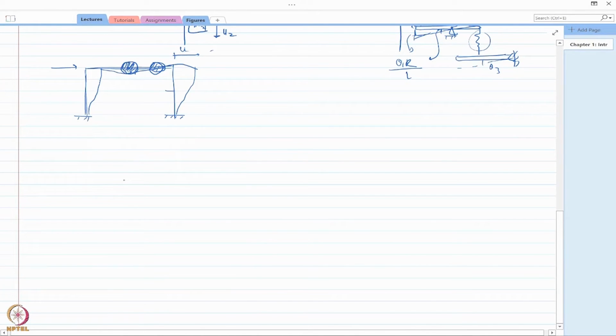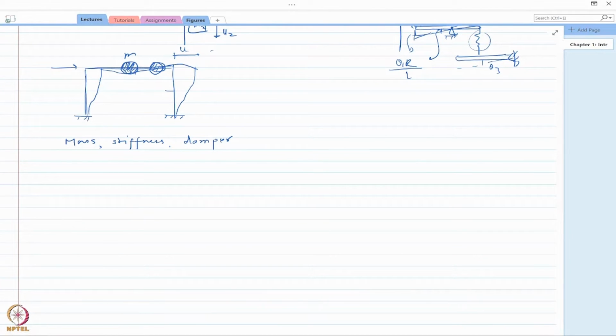Okay, so what did we talk about? We have a mass here. If I am applying a force, it is deforming, so I have a stiffness. And there is also a third component. What did we discuss? We have mass, we have stiffness, and there is a third component which is called damper.